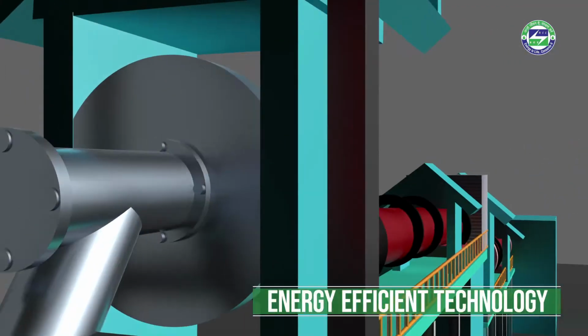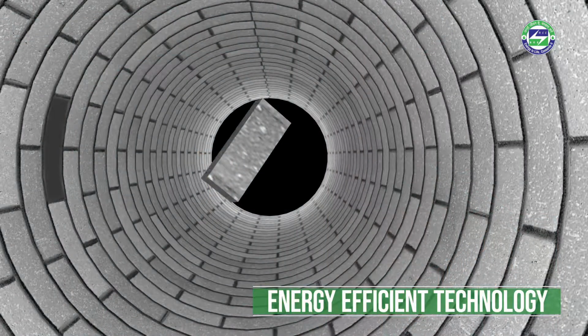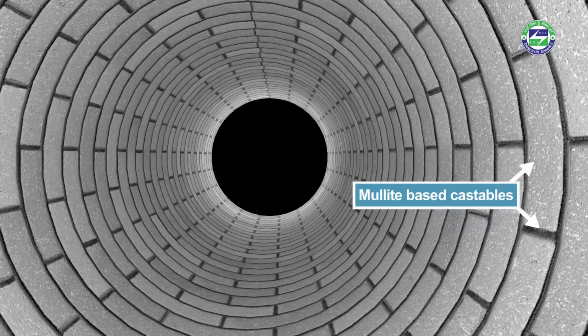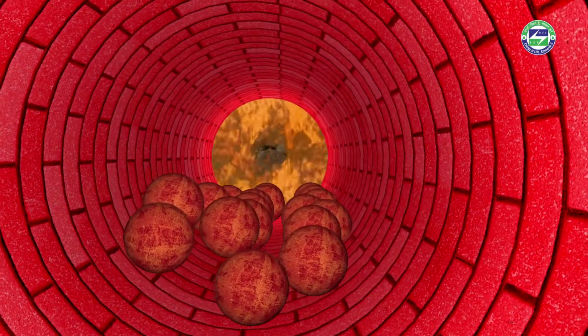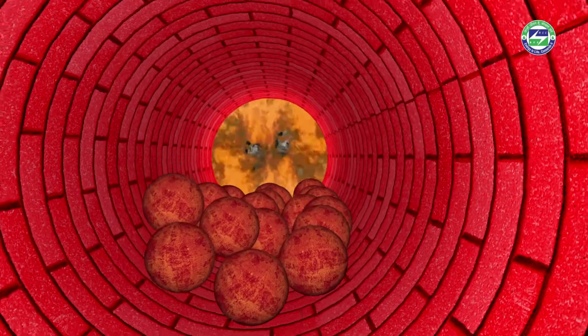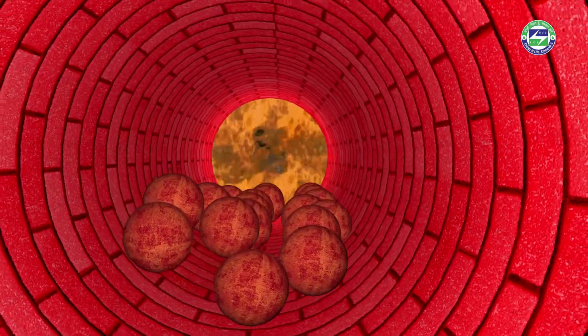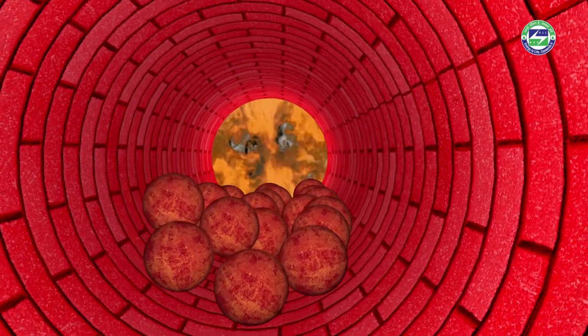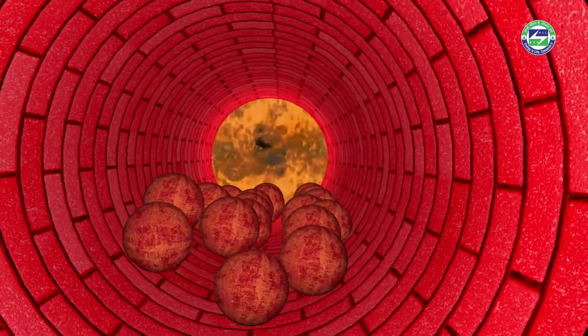The energy-efficient replacement for high alumina low cement castables are mullite-based castables. Thermal conductivity of mullite-based castables is significantly low compared to high alumina castables. It helps the shell temperature to drop by about 50 to 80 degrees Celsius. This reduces radiation heat loss through the kiln shell.